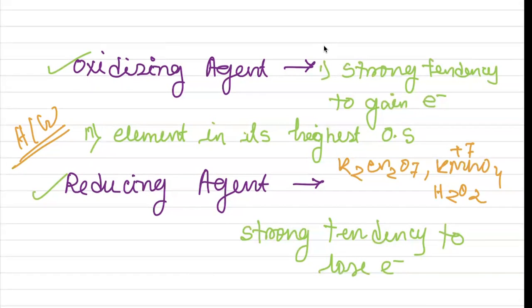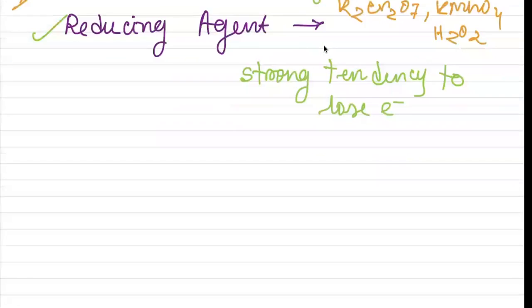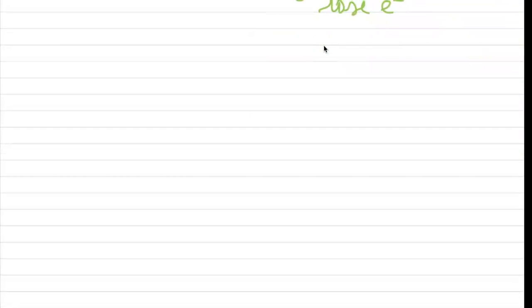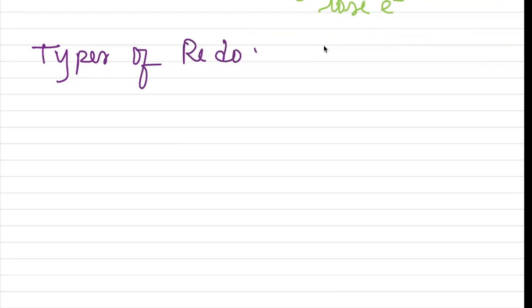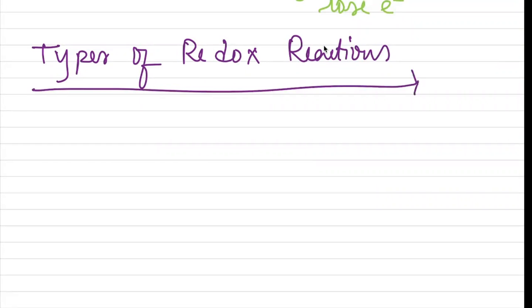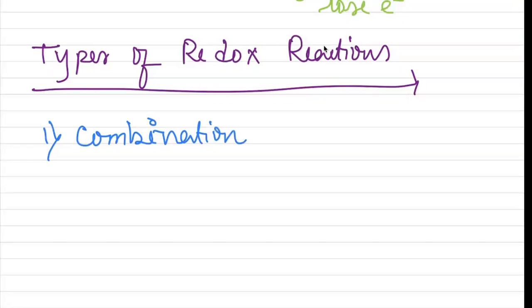Now we are moving to our next topic, and our next topic is types of redox reaction. The first type of reaction is combination reactions.